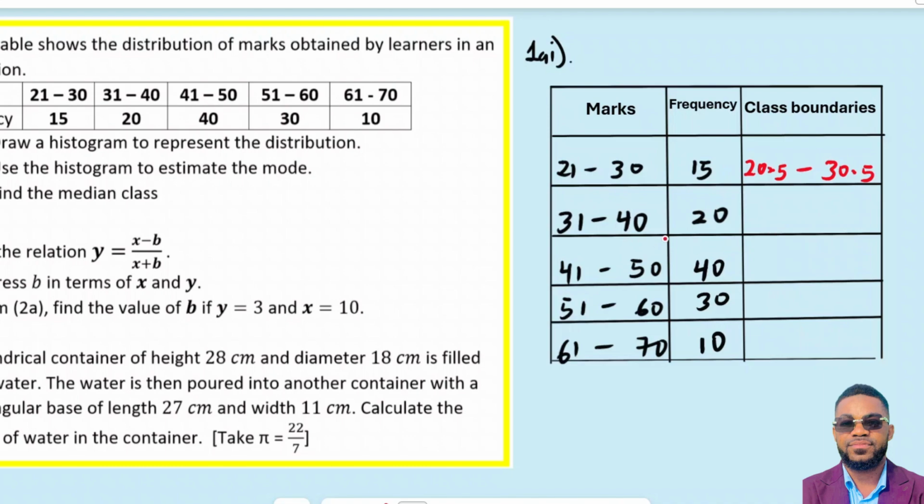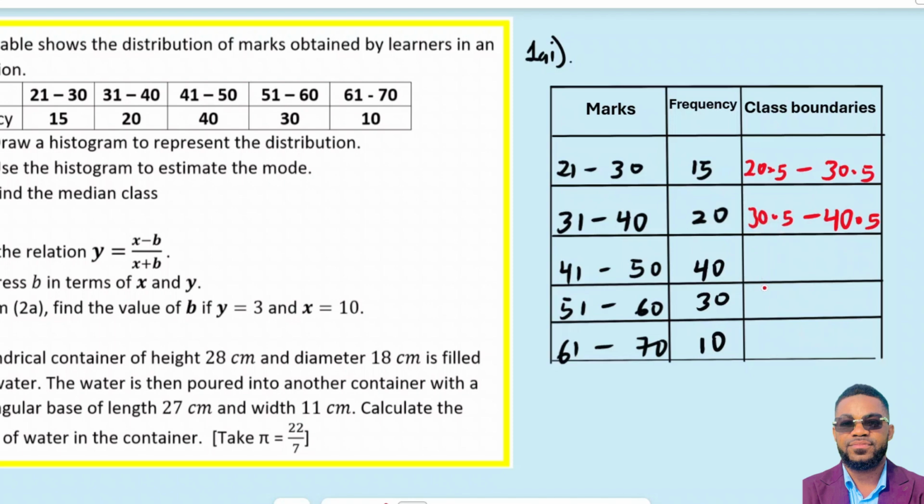So we continue the same thing. Now 31 minus 0.5. Always we subtract 0.5 from the lower class limit, so 31 minus 0.5 is 30.5. Then we add 0.5 to 40, so we get 40.5. Now you can see that the upper class limit of the first class is the same as the lower class limit of the second class. That is what we are expecting.